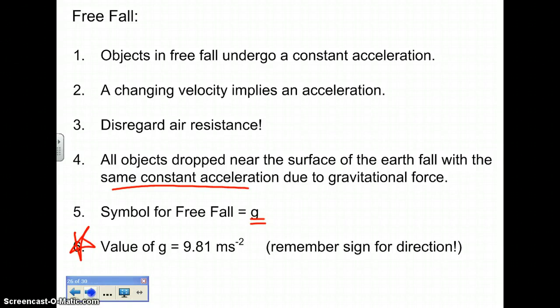So this is really the big thing that you need to know on this slide. 9.81 meters per second squared, and then assign direction with it.